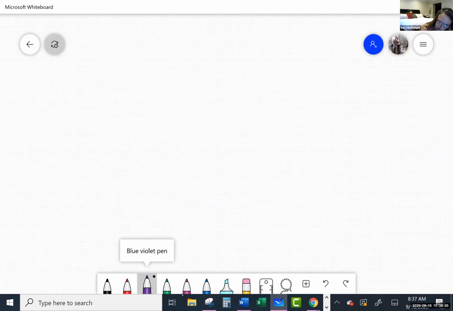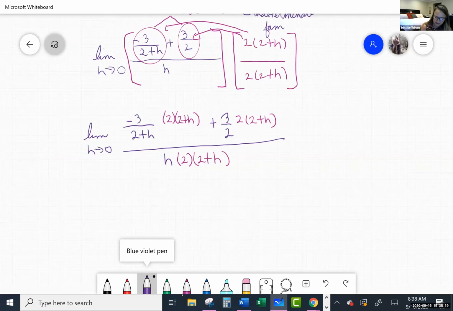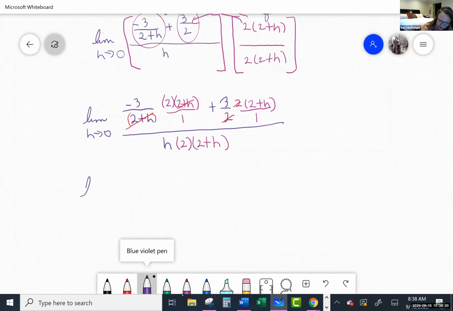If it helps you to see that as 2 times 2 plus h over 1, you can write it like that. But the whole point again was so that these factors would cancel out. And so we are only left in the numerator. So we have the limit as h goes to 0. So I have a -3 here, all times this 2 here. So this would be -6. Plus, so the 2's cancel.